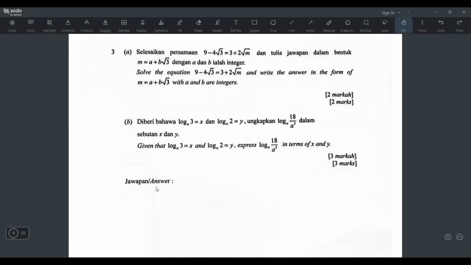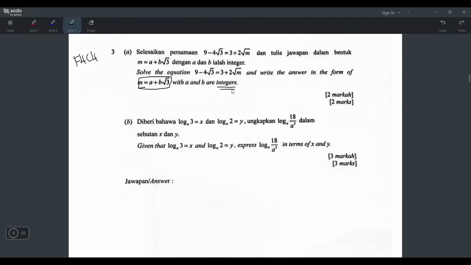Okay, let's do number 3, A. So what chapter is this? Square root. So this one is from chapter 4, Indices, Surd, and Logarithm. Solve the equation 9 minus 4 square root 3 equals 3 plus 2 square root m and write the answer in the form of m equals a plus b square root 3, where a and b are integers.